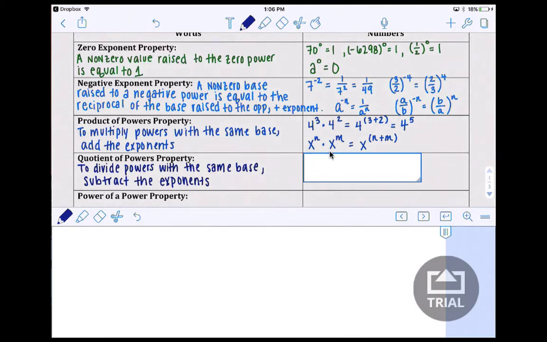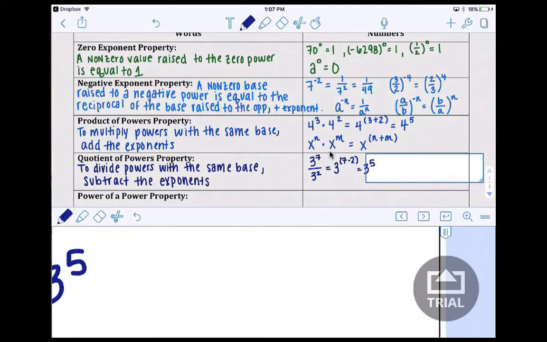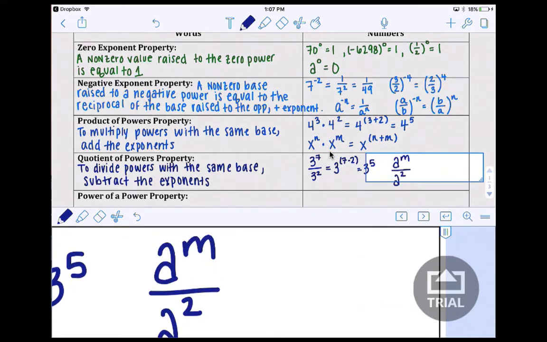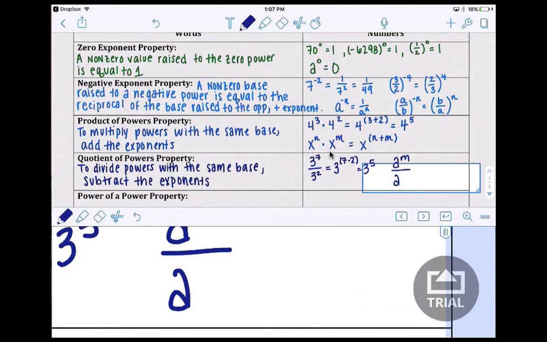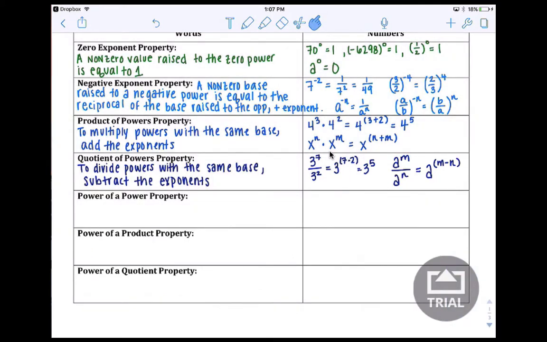So what that looks like in numbers is if I have 3 to the 7th over 3 squared, that's the same as saying 3 to the 7 minus 2, which is 3 to the 5th. In variables, we'll just use a again. Anything to the m power over anything to the n power is going to be anything to the m minus n power. Now, I'm sorry, my a's kind of look like 2's, but those are a's.